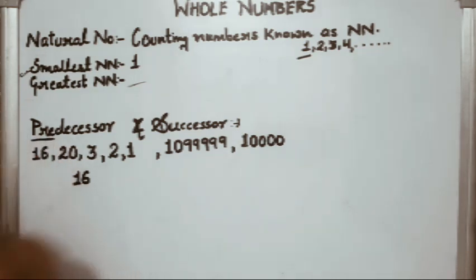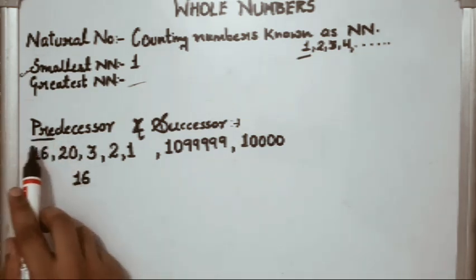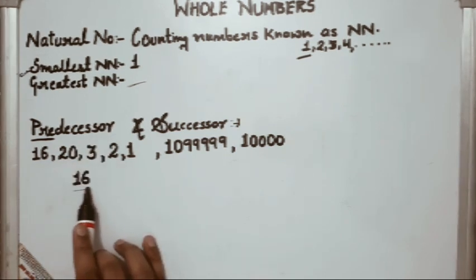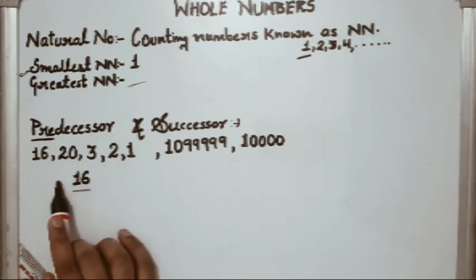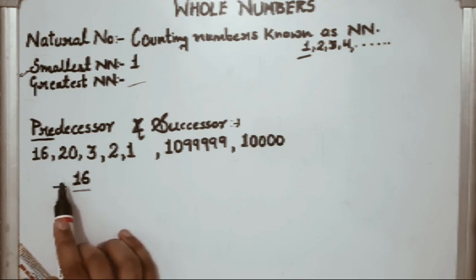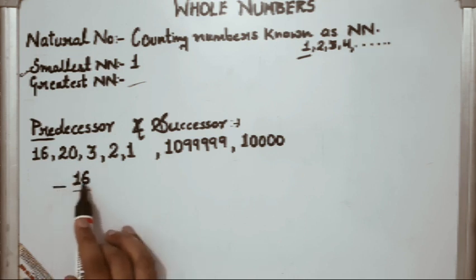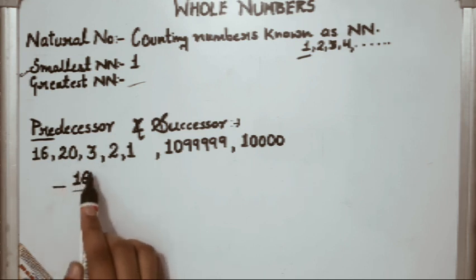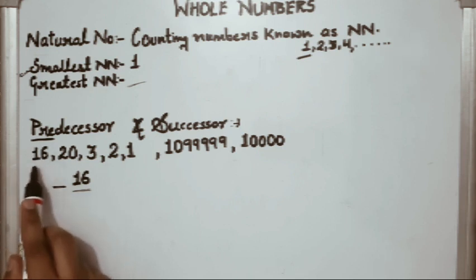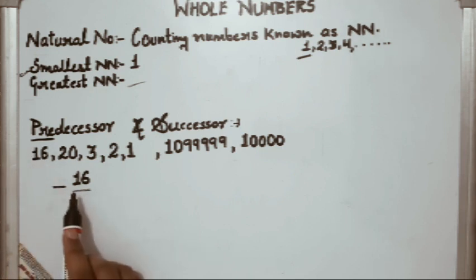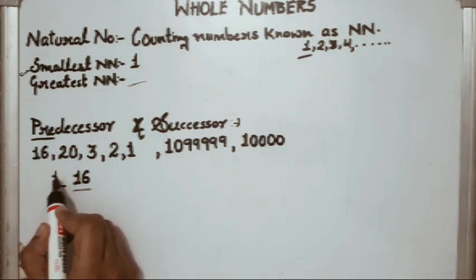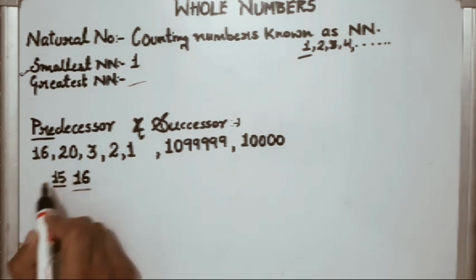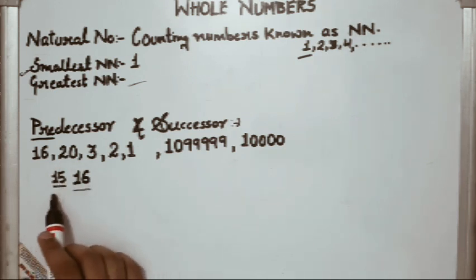You know pre means पहले. So predecessor means that the number that comes just before the given number is the predecessor of the given number. Meaning the number just before the given number will be its predecessor. Okay, now what is the predecessor of 16? It's 15, because 16 comes after 15. So 15 becomes the predecessor.